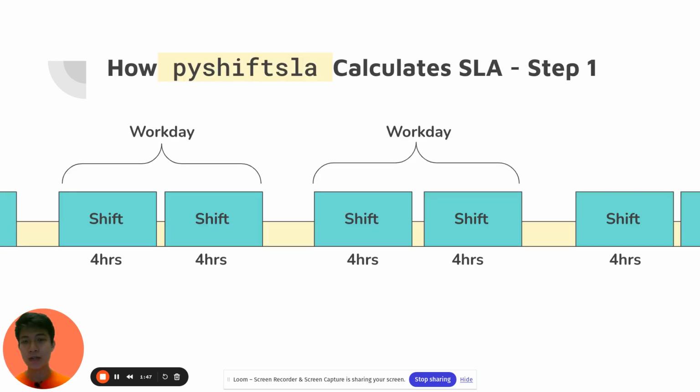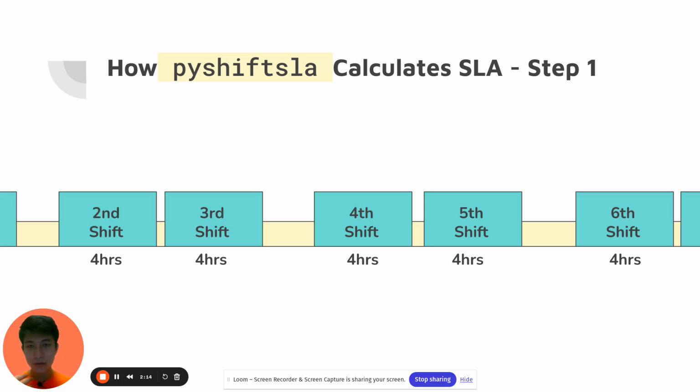How pyshiftsla solved this is to divide everything, either in days or weeks, into a collection of shifts. This shift doesn't care if it's a work day or a holiday. It's just a shift. It exists because there are people working at that time. So there are no days in the collection of shifts. There's only the second shift, the third shift, the fourth shift, and so on and so forth.